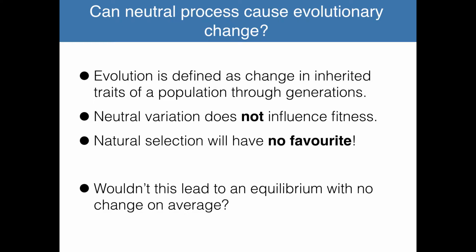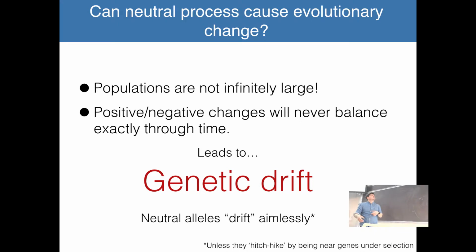So you might expect this to lead to some sort of equilibrium where there's no change on average through time. Let's illustrate that. And that's true, and it can be proven mathematically that it's true, but it only is the case when the populations are infinitely large, and populations are not infinitely large.